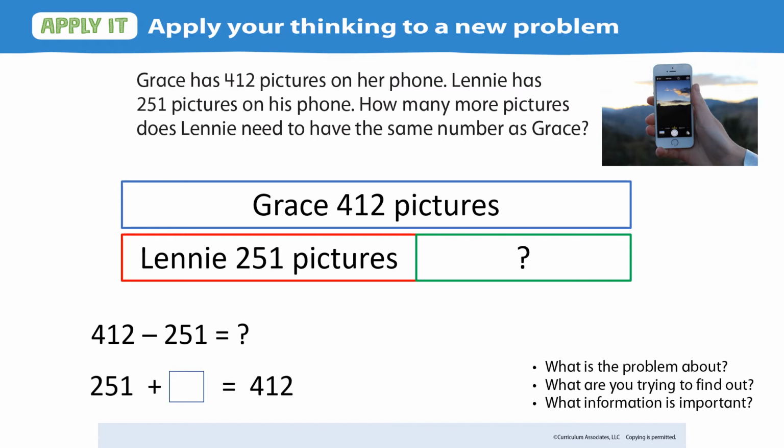Or you might have thought about it as a counting on sentence, addition problem. So you might have said, well, I know what Lenny has now, 251 pictures. I know he needs to add some more, take some more pictures on his phone so that he will have the same amount of pictures as Grace, which is 412. When I look at that, I also see a number line. I'm at 251 and I'm counting up so that I get to 412. So that might be your solution.